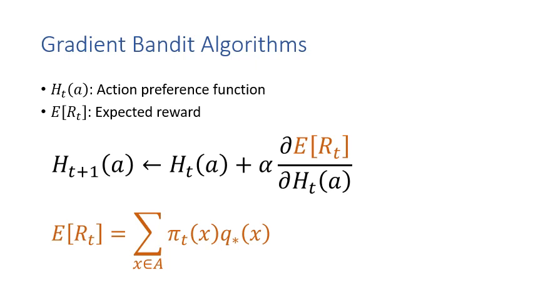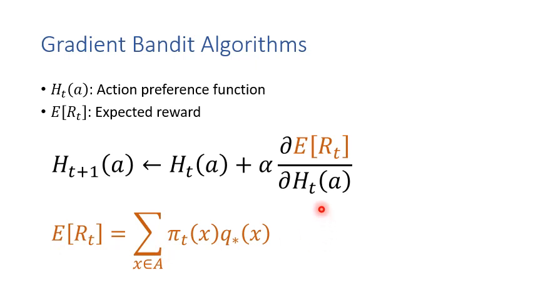Now we have the update rule of our action preference function, which uses the expected reward to estimate our action preference, right? To do that, we introduce an action probability function pi_t, which calculates the different probabilities of selecting the actions, and the action probability multiplied by the optimal value is indeed the expected return. This is the definition of the expected return.